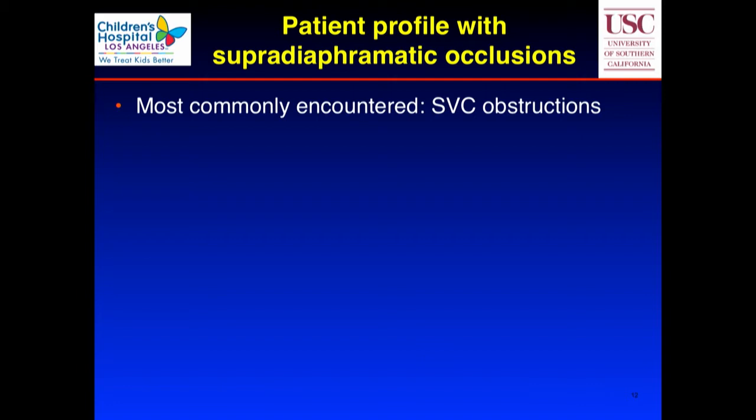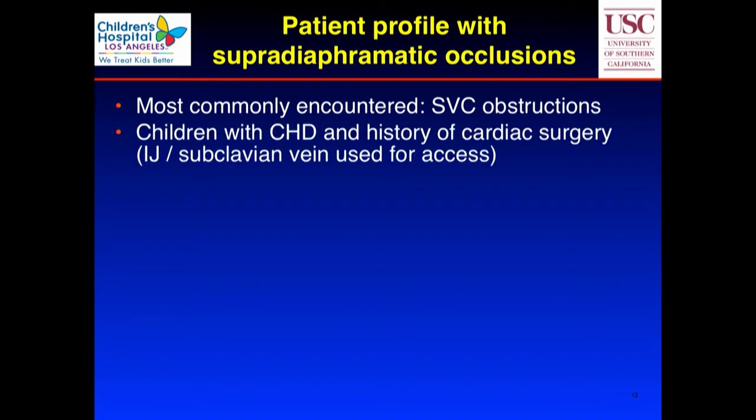Sorry. So the most common are the SVC obstructions, that they tend to have lots of symptoms. Again, we see patients with chronic congenital heart disease who've had surgery where their lines are put in the IJ or the subclavian. Those patients can have clotted off SVCs. Patients who have transvenous pacemakers. You put a pacemaker from your arm into the innominate vein, it gets in the heart. Well, that wire over time can also cause that vessel to clot off.